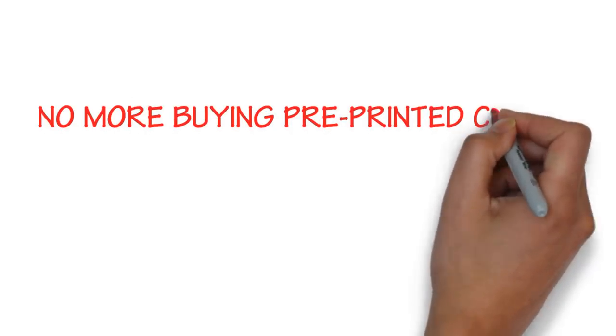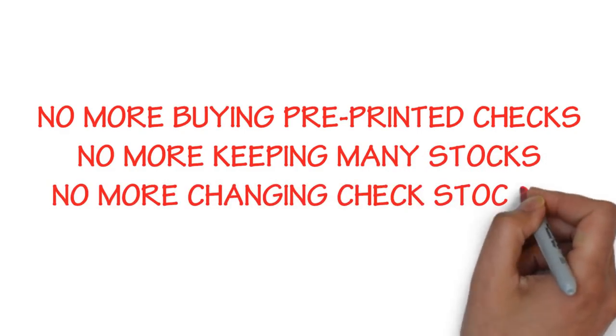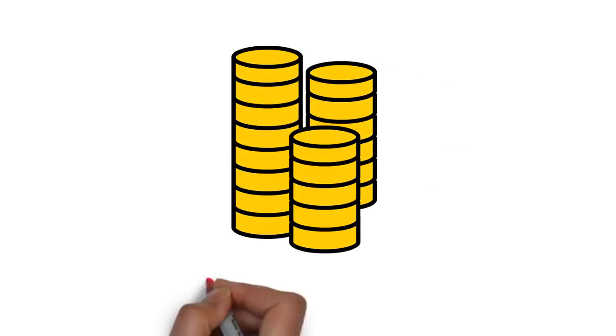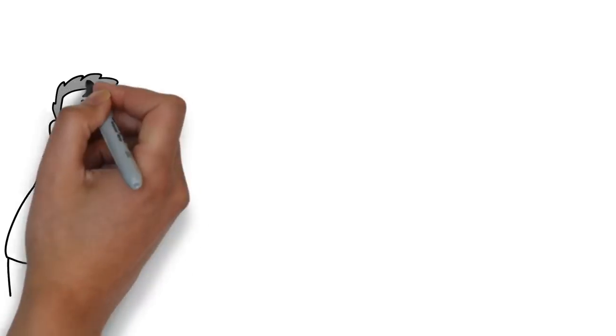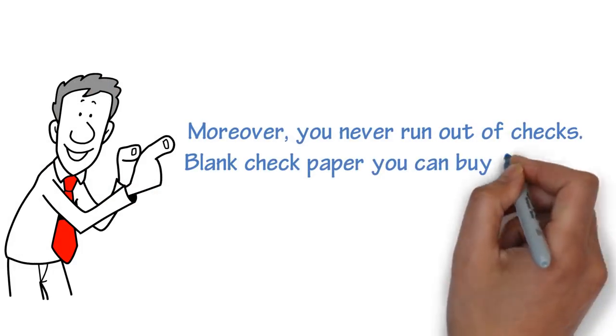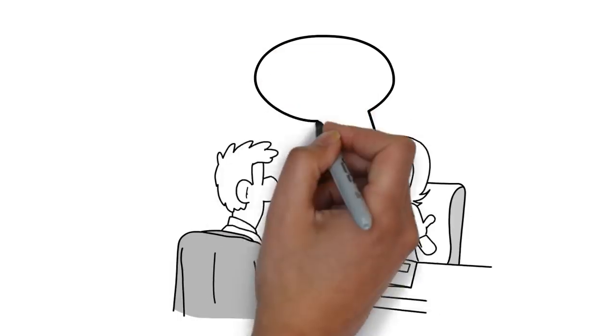No more buying pre-printed checks. No more keeping a bunch of stock. No more changing check stock in the printer tray. And save almost 10 to 15 cents per check just by buying blank checks. Moreover, you never need to run out of checks. Blank check paper can be bought from any supply store on the spot. Ooh, wow.